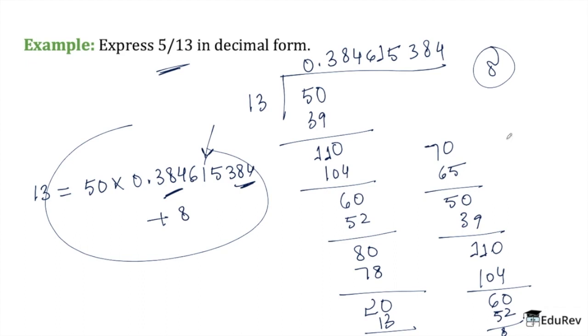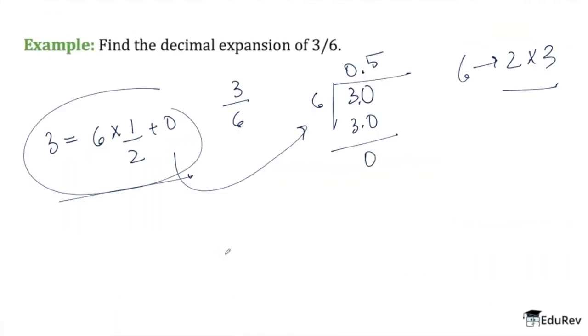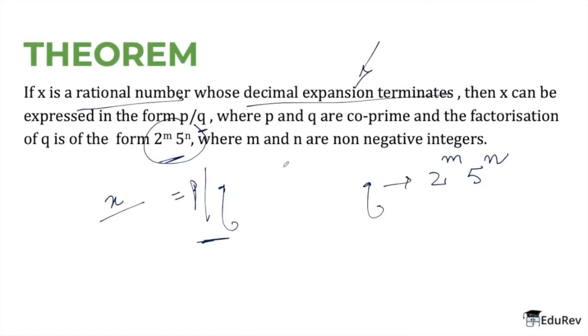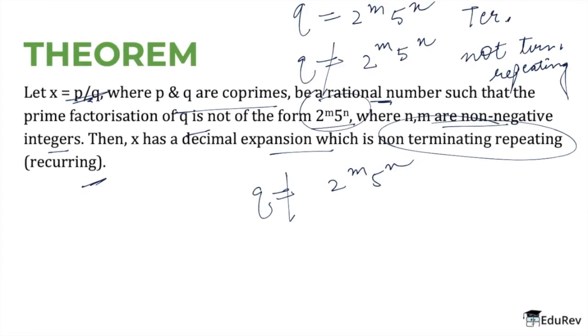And this can be written as what? This can be written as that 5 by 13 is nothing but 0.384615. And because this whole term is repeating, I'll just put a bar on top of it. So this is what was the meaning when I was telling you that what if q is going to be 2 to the power m and 5 to the power n. So what is going to be the verdict then? And if q is not equal to 2 to the power m and 5 to the power n, so what is going to be the verdict at that point?